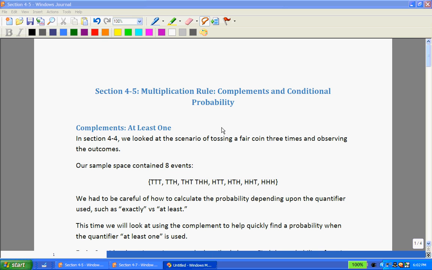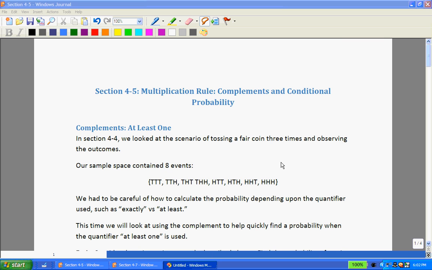Section 4.5 Multiplication Rule. Complements and conditional probability. Complements, at least one. In Section 4.4, we looked at the scenario of tossing a fair coin 3 times and observing the outcomes. Our sample space contained 8 events, from tails, tails, tails, all the way to heads, heads, heads.